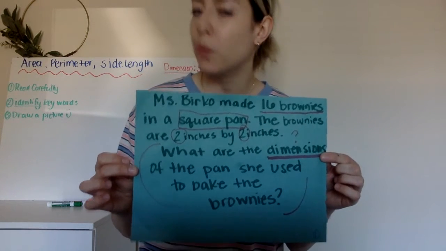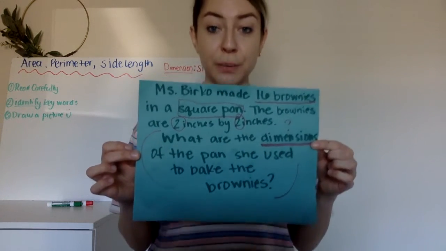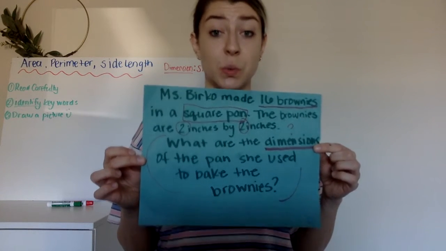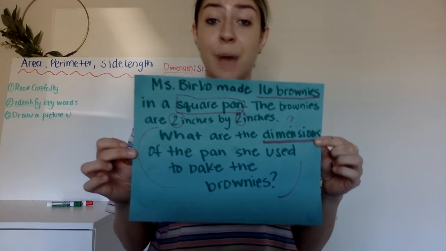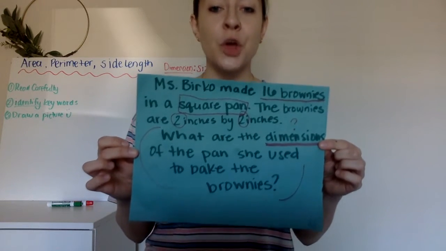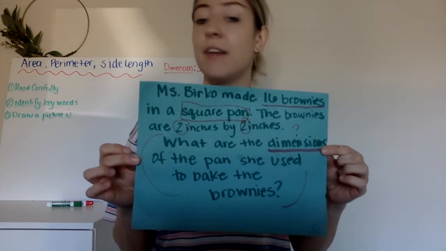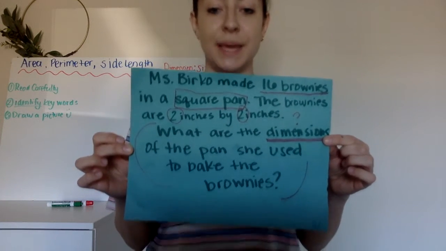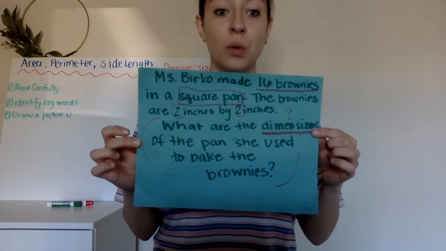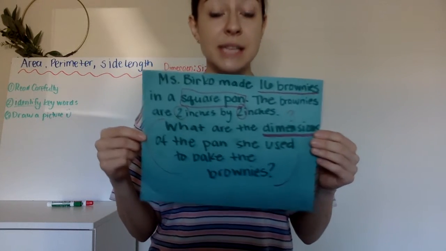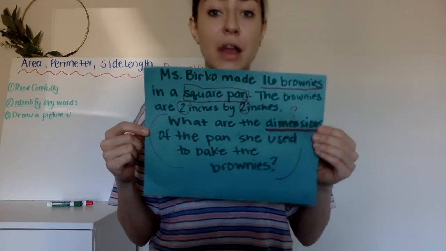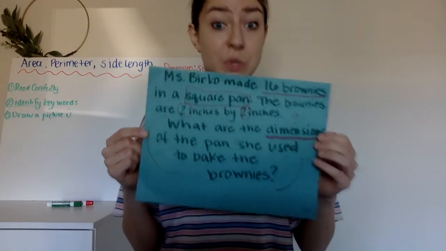All right, let's read it one more time. Miss Berko made 16 brownies in a square pan. The brownies are 2 inches by 2 inches. What are the dimensions of the pan she used to bake the brownies? Now, we went through step 1. We read this very carefully. Now let's identify keywords, and I'll show you why I underlined certain things.